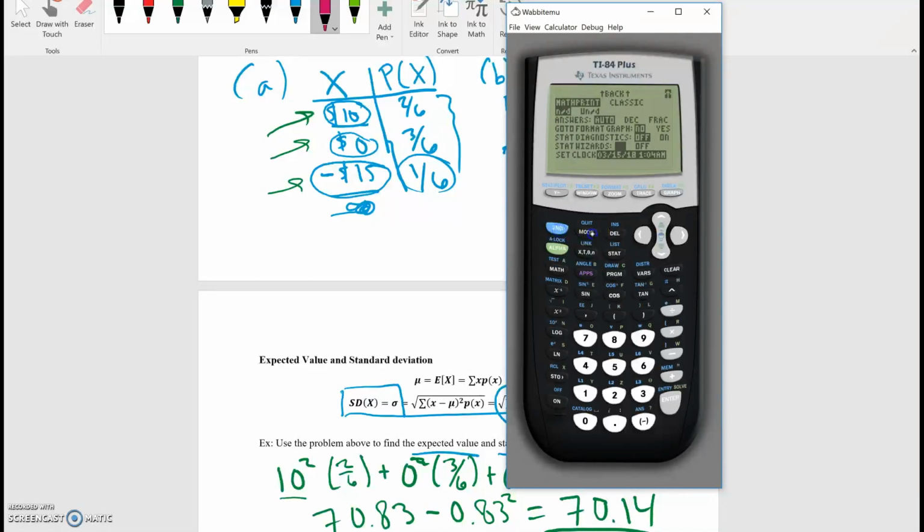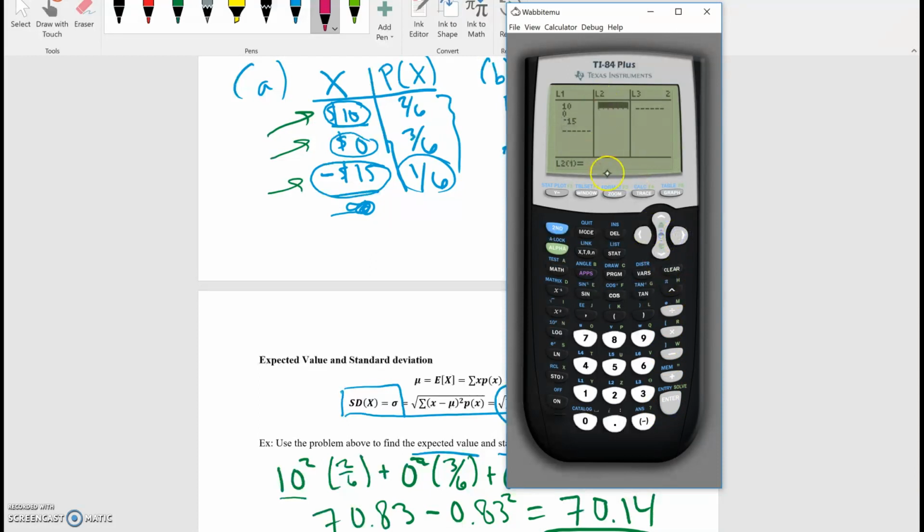Okay, so the way that we're going to do this, the first thing is we're going to click on stat, and then we're going to edit, and we're going to put in all of my probability distribution items. So I got a 10, I got also a 0, I got a minus 15, right? So that's what I got there.